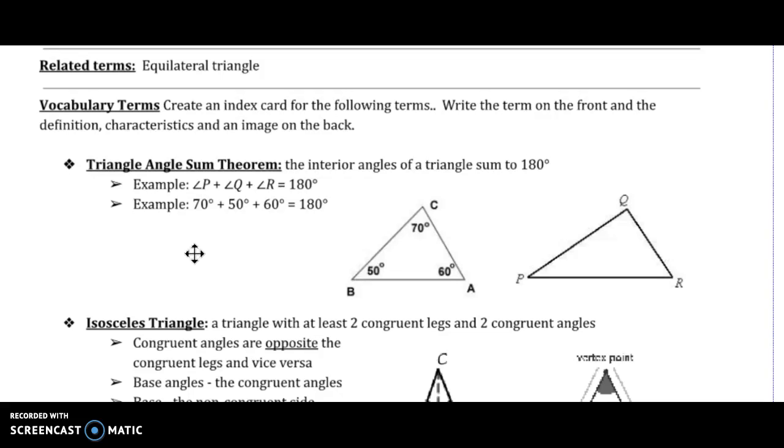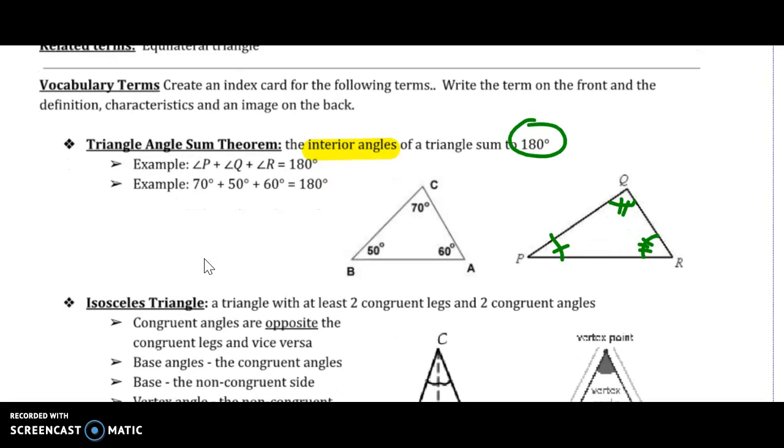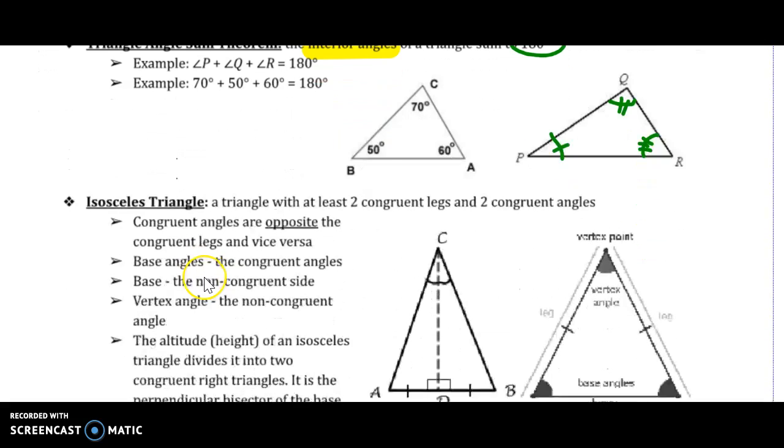This states that the interior angles of a triangle sum to 180 degrees. Right, so interior means the inside angles. Right, so for example, P, Q, and R would sum to 180. Or here's an example here with values. 70 degrees plus 50 degrees plus 60 degrees equals 180. So it's extremely important to remember this. This is used over and over again. So the angles in a triangle sum to 180 degrees.